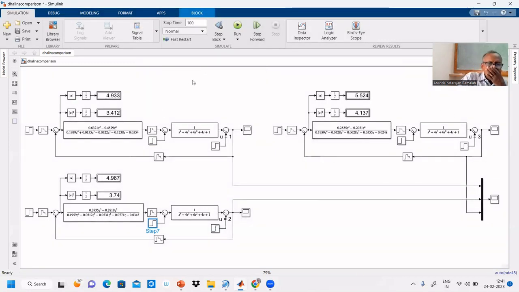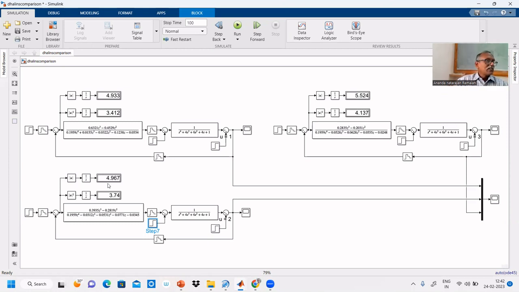So you see, all settled. The IAE, integral absolute error, is 4.93 for mu equal to 1. For mu equal to 2, the IAE is 4.967 because it has a delay.